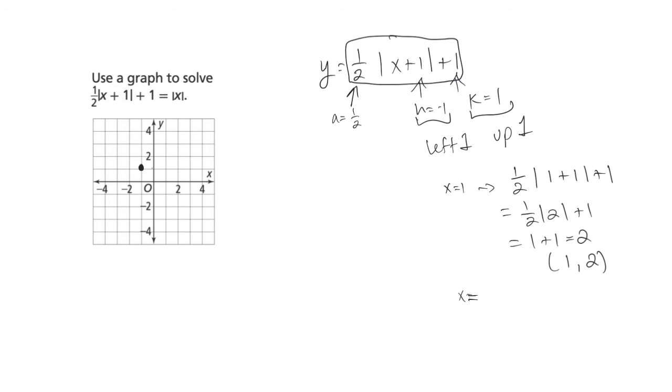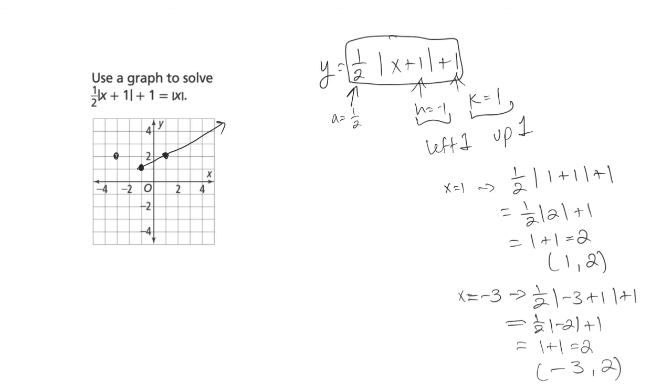Now we'll use x equals -3, and you'll kind of see the pattern where we get 1/2 times -3 plus 1, plus 1. Oh, you get 1/2 of the absolute value of -2. We know the absolute value of -2 is +2. So we end up getting 1 plus 1, which is 2, and we get (-3, 2). So we plot those 2 points. So (1, 2) will be here, and (-3, 2) will be here.